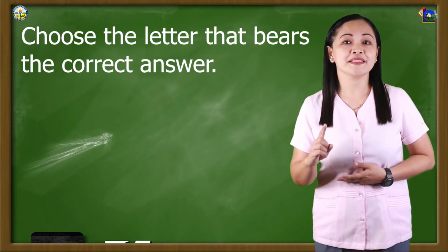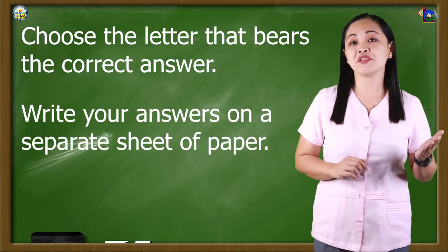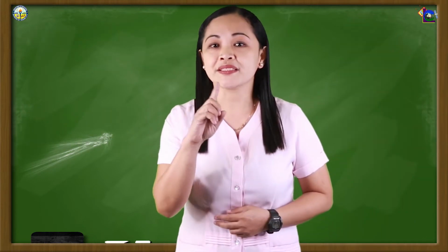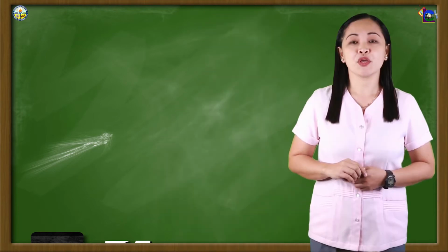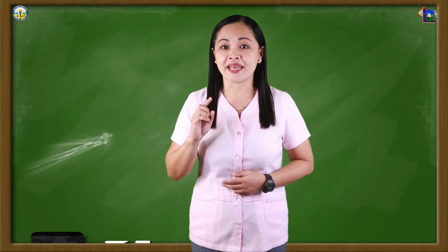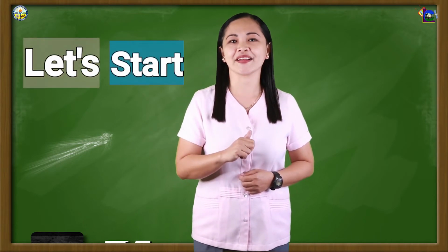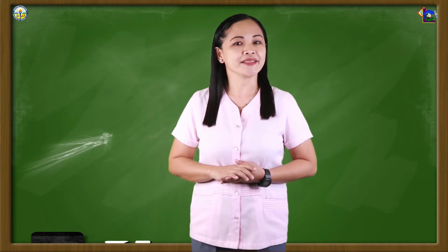Choose the letter that bears the correct answer. Write your answers on a separate sheet of paper. Do not leave an item unanswered. You have 5 seconds every item to answer. Did I make myself clear? If so, let's start. Number 1.